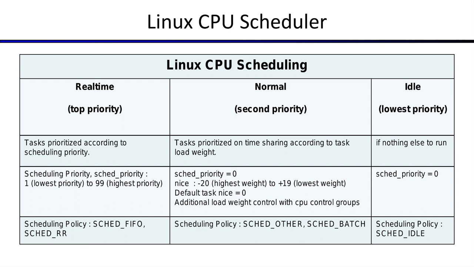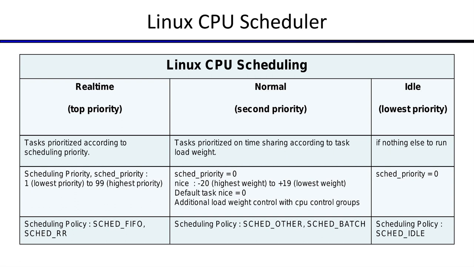Scheduling priority for normal tasks is zero. For real time, it was between 1 and 99, but all normal tasks have a scheduling priority of zero, so it is not used at all in any decision making here. It, however, has a nice value, and the nice value can range from minus 20 to plus 19. Minus 20 is the highest weight. Note here that a low nice is actually good, unlike the scheduling priority, where a low scheduling priority meant less time. Here, a low number is actually good. You will get more CPU time. So it goes from minus 20 to plus 19. The default nice, if you don't do anything, is zero, in between.